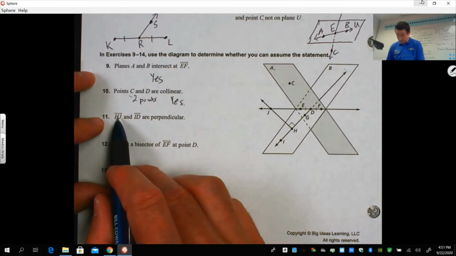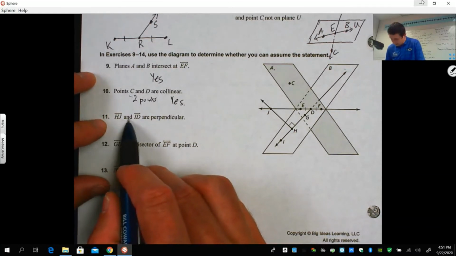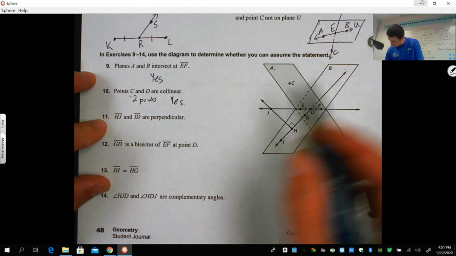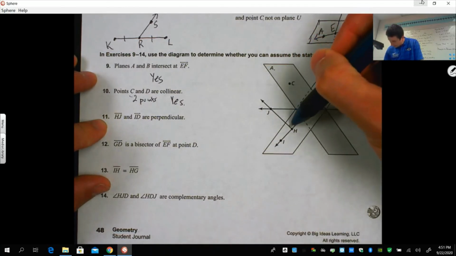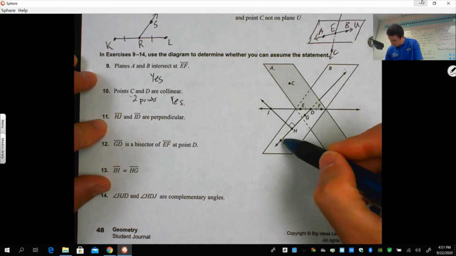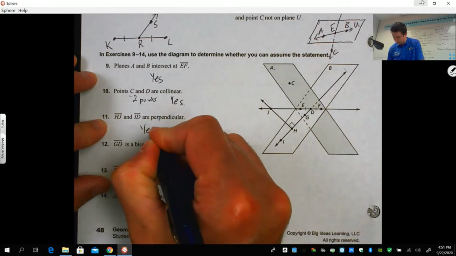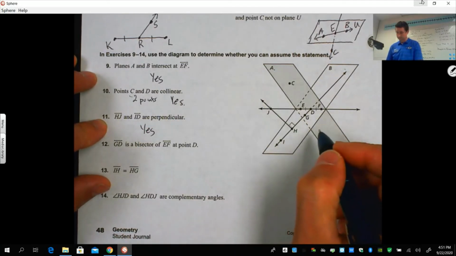Okay, that is a ray. Ray HJ and line AD are perpendicular. So ray HJ and line ID are perpendicular. Yes, there's a 90-degree symbol there. You can assume that.